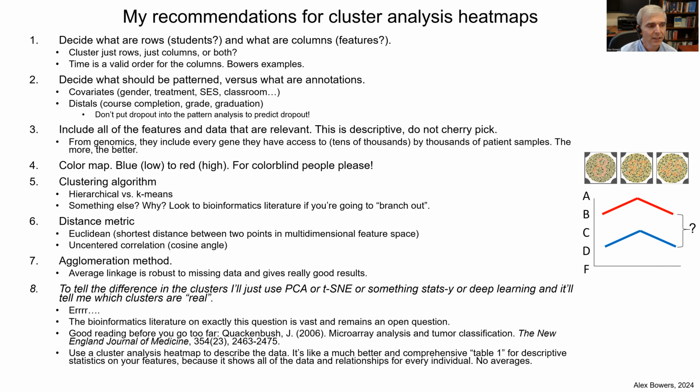I'll just say again that the bioinformatics literature on exactly this question is vast and remains an open question to this day. Good reading before you go too far down that rabbit hole is Quackenbush's 2006 piece. It's great on exactly this issue, and get the cited-bys on it. You'll see people are still arguing over all of this. So I like to use cluster analysis heat maps to describe your data. It's like a much better and more comprehensive Table 1 in your paper for descriptive statistics on your features, because it shows all the data and all the relationships for every single individual across all your variables. No averages. It's all there for people to take a look at. It's great.